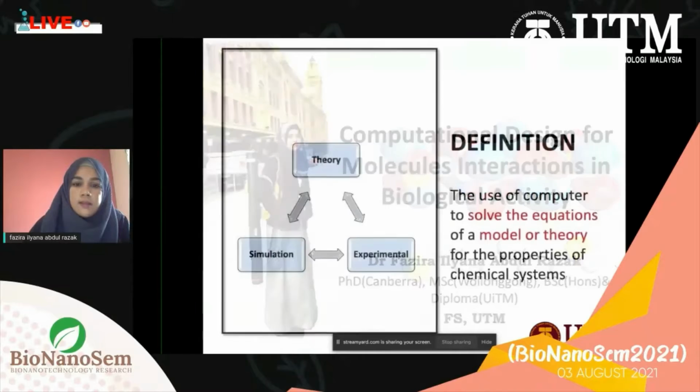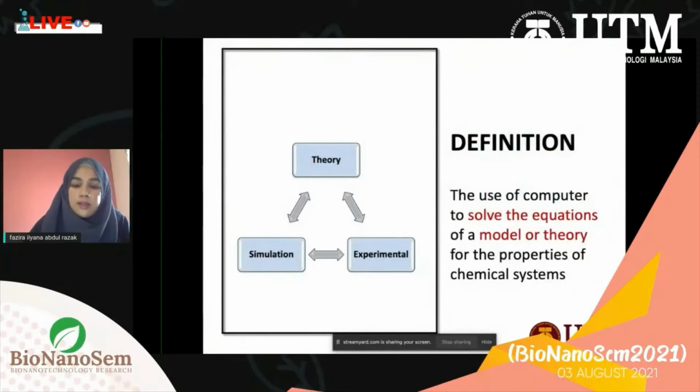Before I go to the title, let's have a look a little bit at computational chemistry. So what is computational chemistry? We use it to solve the equation of a model or theory for the properties of chemical systems. Basically, we have a theory, then we do simulation, and then we do experimental work after the simulation. In a way, you do simulation to help your experimental work in future.